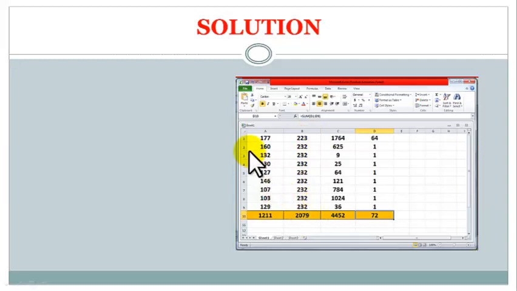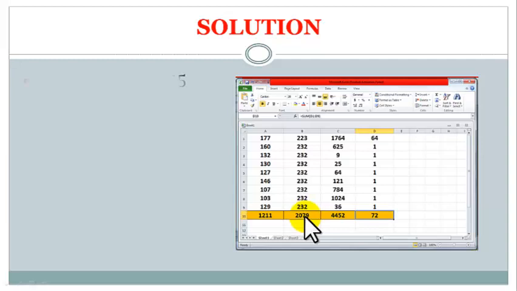Next is to find the sum of the initial weight data and the final weight data. To find this sum, all we need to do is to highlight cells A1, B1 to cells A10, B10. Then click on the Auto Sum button. This value 1211 will appear in cell A10, that's the sum of this, while this value 2079 will appear in cell B10, which is the sum of this.